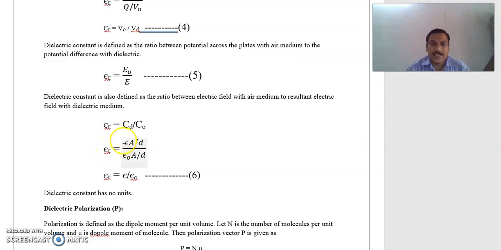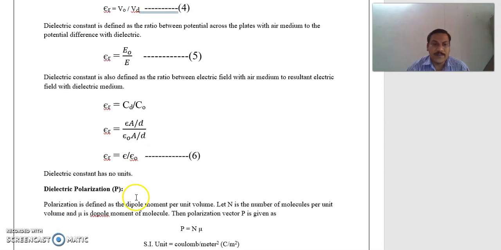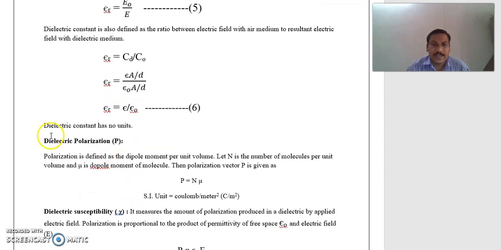Epsilon R equals Cd by C naught. Next, epsilon R equals epsilon A by D divided by epsilon naught A by D, where the capacity of the capacitor with the dielectric Cd is written as epsilon A by D and C naught is written as epsilon naught A by D. Next, epsilon R equals epsilon by epsilon naught. The dielectric constant has no units. It is only a number.